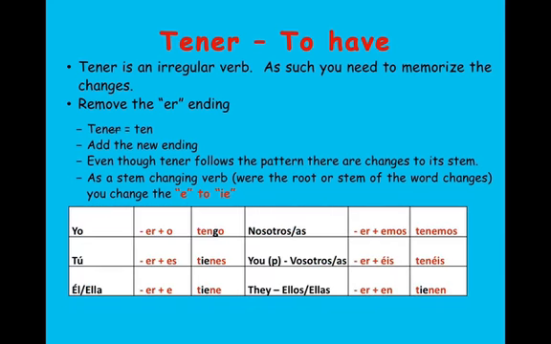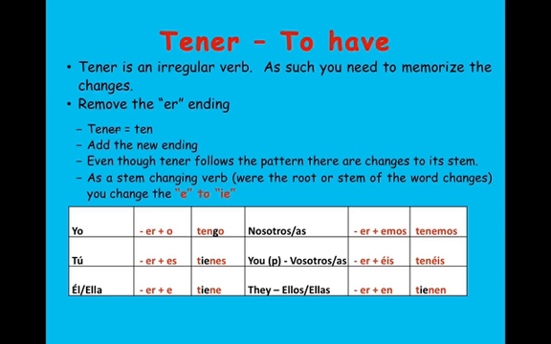Let's look at yo. Yo tengo. I removed the ER, I added the O, but I need to have that G there. So it's tengo. Tú. I remove the ER and add the ES, but my E becomes IE, so it's tienes. Again, with él or ella, I remove the ER, I add an E, but the E becomes IE and it's tiene. Nosotros tenemos, vosotros tenéis, and again here on ellos and ellas, I remove the ER, I add the EN, but my E becomes IE.